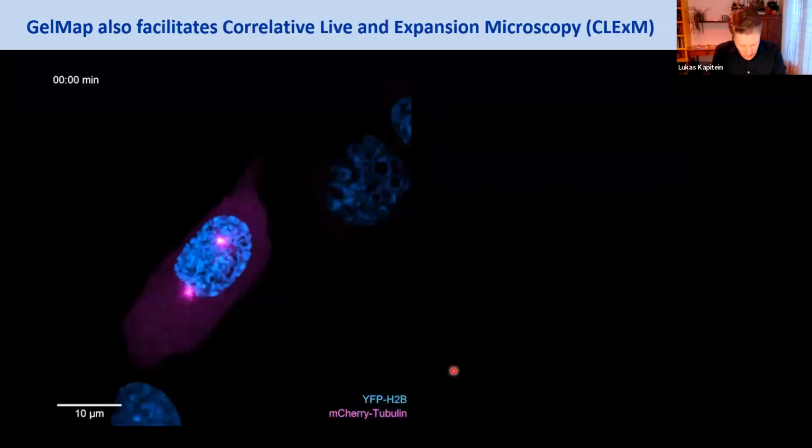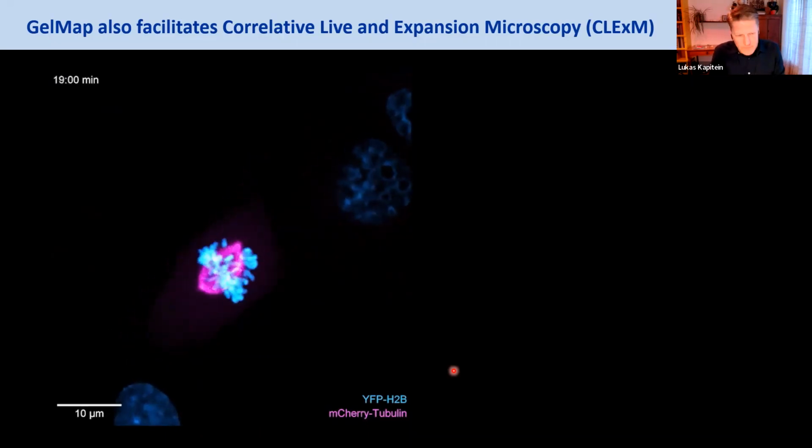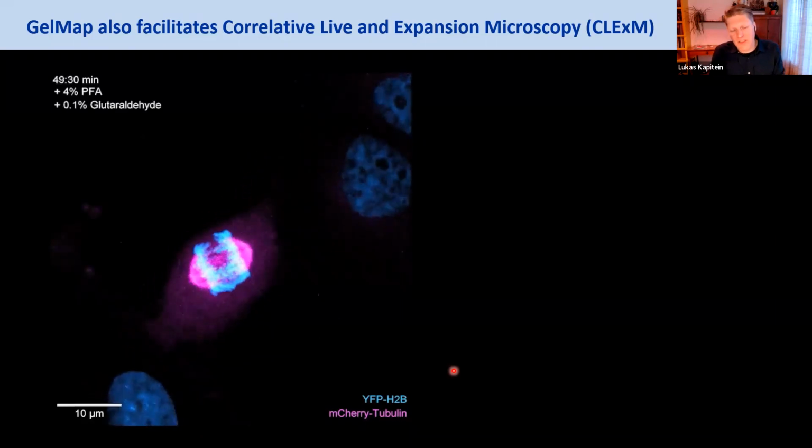One other use for this method is to do correlative live and expansion microscopy, because this is quite a challenge if you do live cell imaging and then want to do super resolution of the same cell. This is in principle possible, but if you do a digestion step and a swelling step, then the cells detach from the cover slip, so it's not trivial to find back the cell that you have been imaging. But GelMap also provides a coordinate system, so we can do A1, B, C, B2, and really find the cells that we image, because the coordinate system is also transferred to the gel.